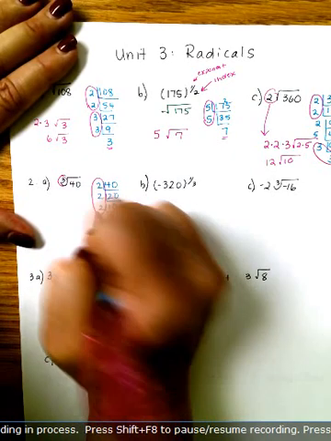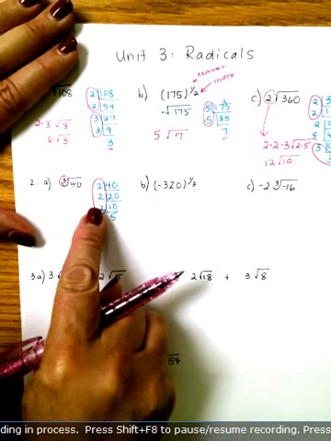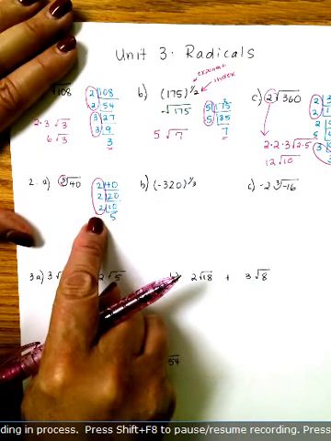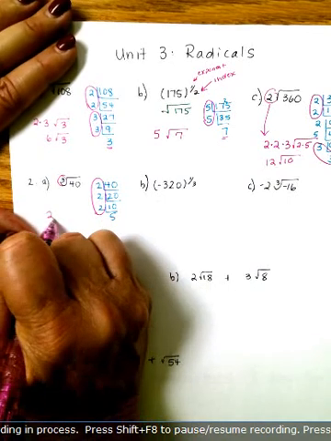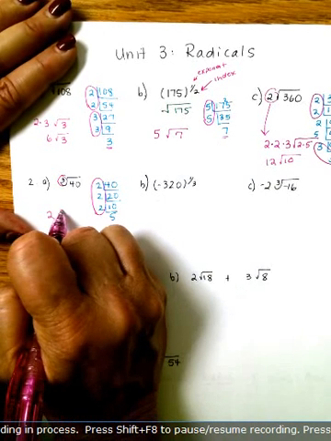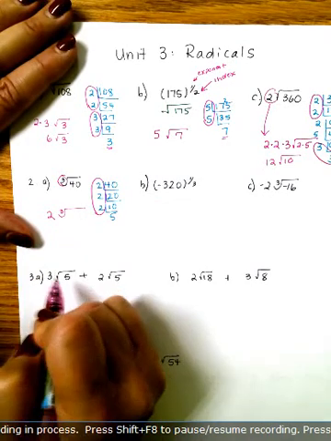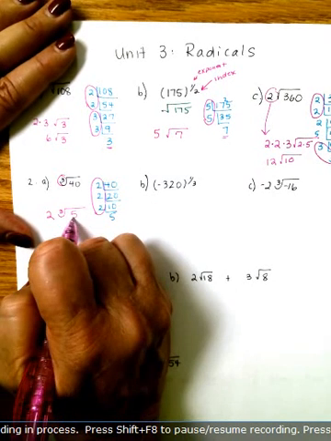Now I have a group of 3, because remember, it takes 3 to make the number on the outside. So I have 2 came out. Do not forget the little 3, so we know he's a cubed root, and 5 stays in my radical.